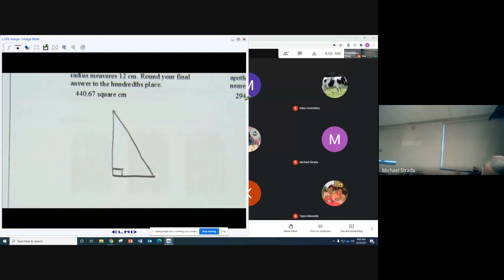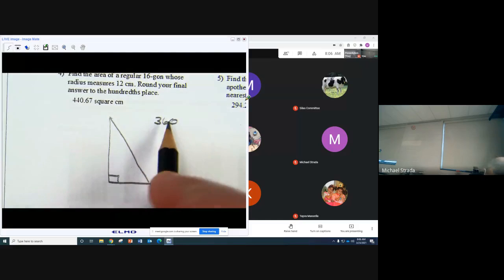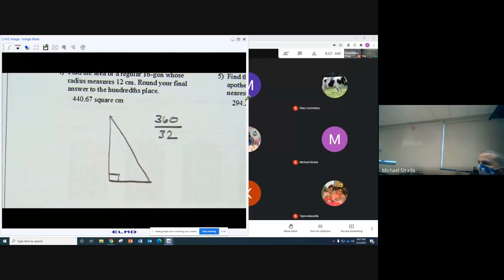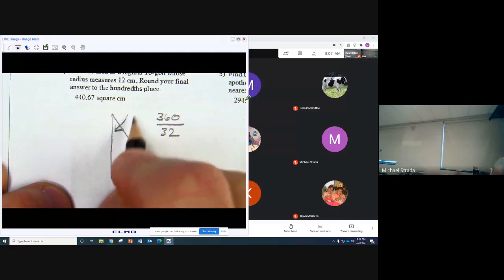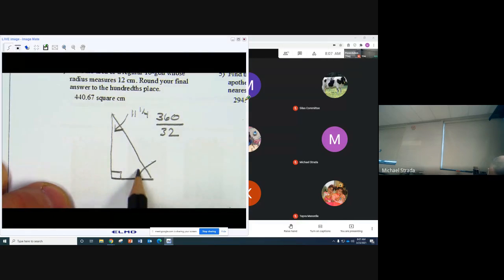Okay, so basically, if I take 360 and I divide by 32, everybody understands where the 32 comes from: the number of sides times 2. All right, so if I go to my calculator, 360 divided by 32, I get 11.25. So that angle is 11 1/4 or 11.25. And then this one is, if I do my math correct, 78 3/4.